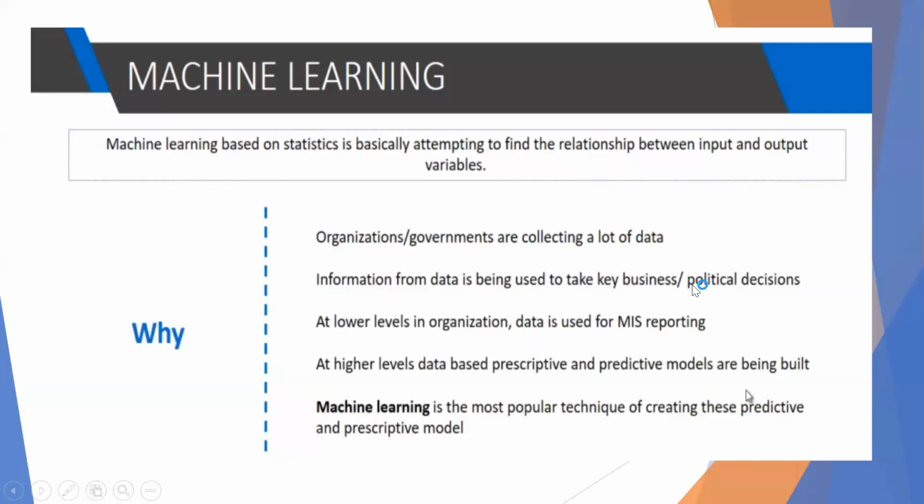Information from the data is used for taking major decisions in business as well as in government sector or in political decisions. At the low levels in the organization, data is used for different reporting tasks. At high level, descriptive perspective and predictive analytics can be done. So for these above four tasks, machine learning is the best option that can handle both predictive and prescriptive analytics. That's why it is very common and very popular technique nowadays.